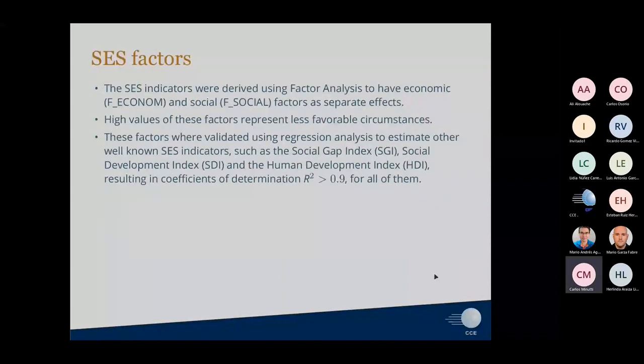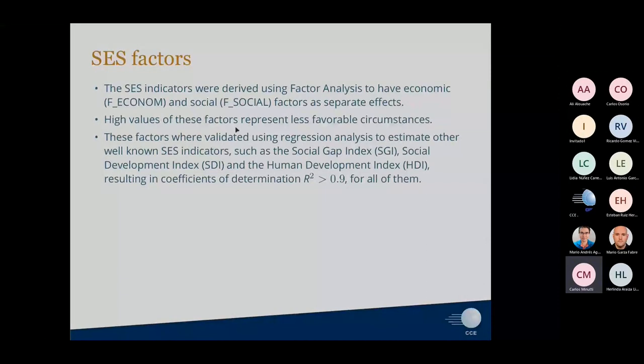For the socioeconomic factors, they were derived using factor analysis to have an economic factor and a social factor. High values of these factors represent less favorable circumstances. And these factors were validated using regression analysis to estimate other well-known indices, such as the social gap index, the social development index, and the human development index. In all of these different indices that are already known, we have a coefficient of determination of at least 0.9. So we conclude that these new SES factors are very reliable.